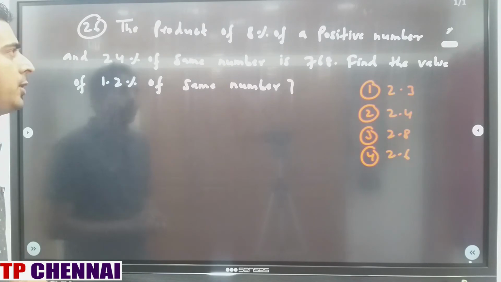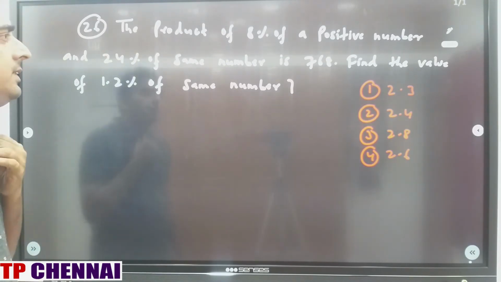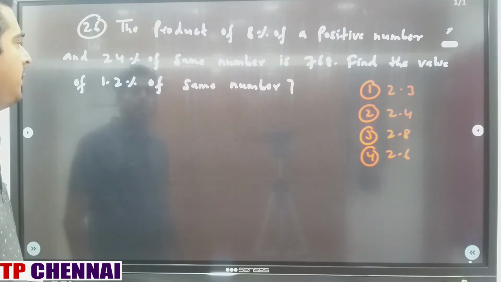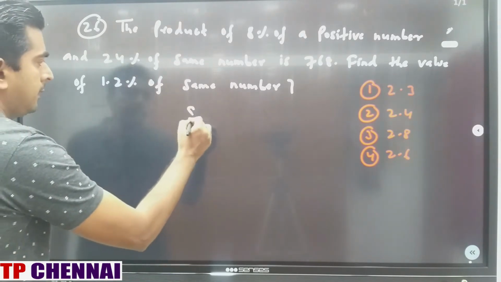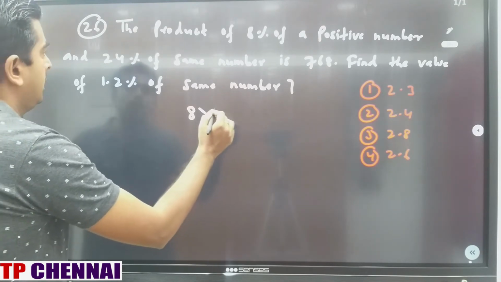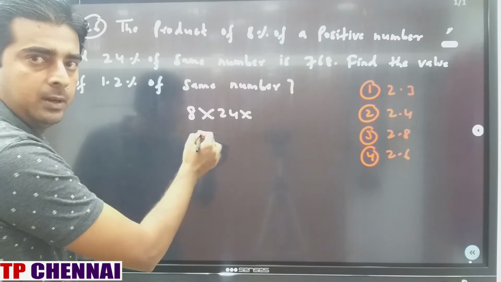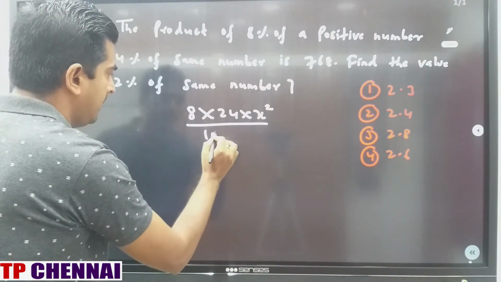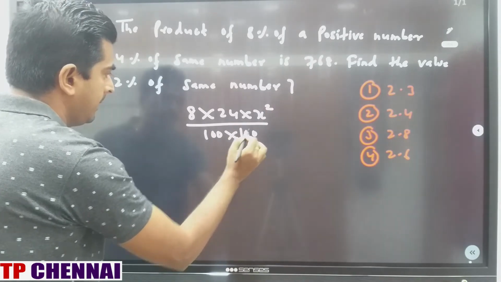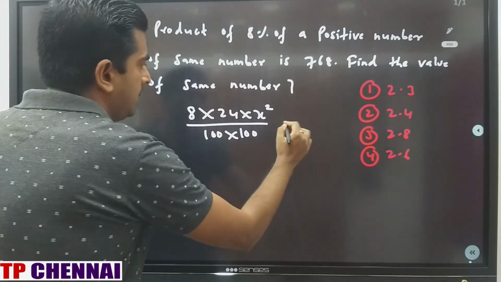First one, the product of 8% of a positive number and 24% of same number is 768. Find the value of 1.2% of same number. So 8% of x, 24% of x. So here it will be by 100, here it will be by 100. Find the value is equal to how much they have given you?